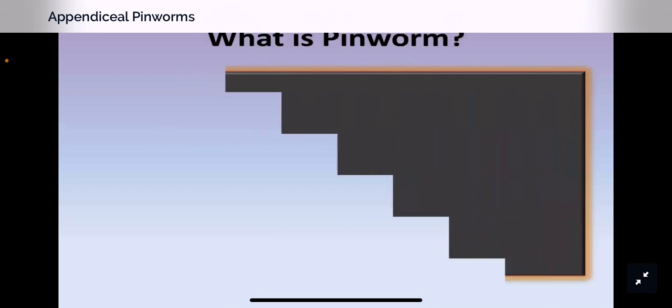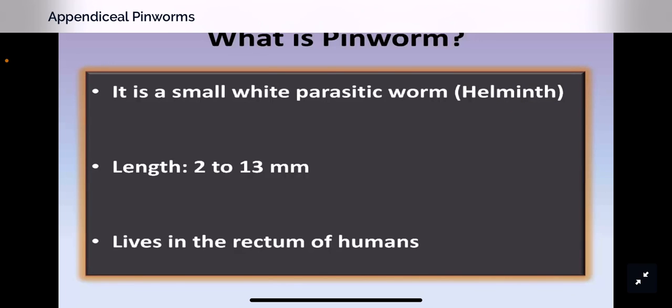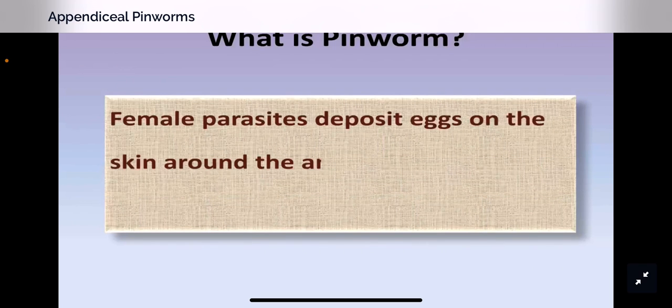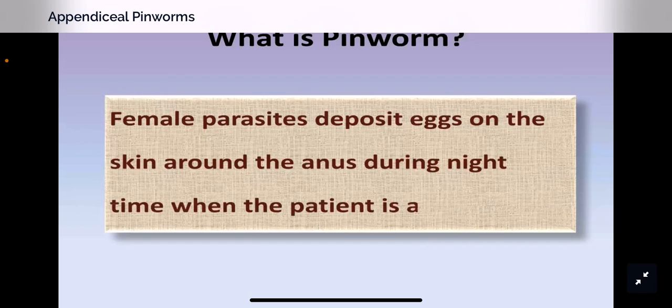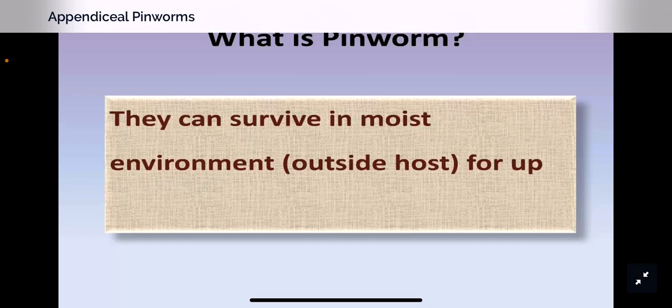What is pinworm? It is a small white parasitic worm having a length of 2 to 13 mm and lives in the rectum of humans. Female parasites deposit eggs on the skin around the anus during night when the patient is asleep. They can survive in a moist environment outside the host for up to 18 days.